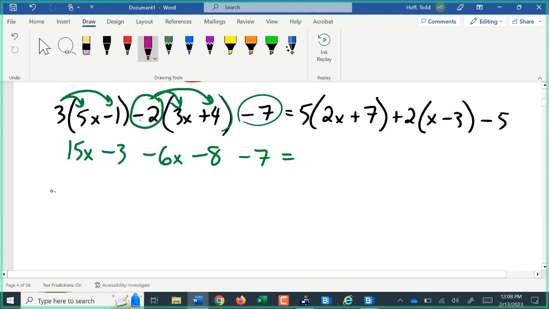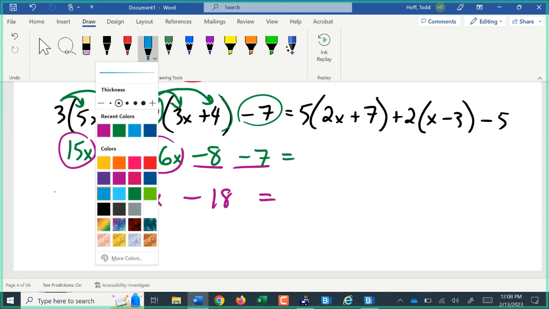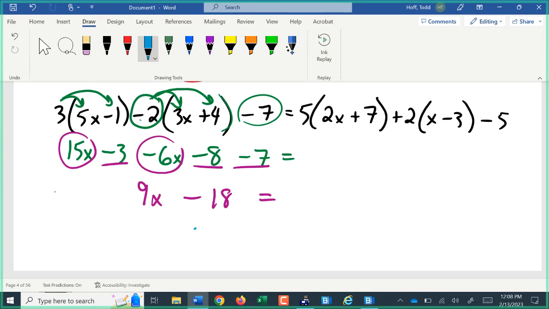Now we need to go ahead and keep combining. We'll stick on the left side. We have 15x and negative 6x makes 9x. Negative 3 and negative 8 makes negative 11. Then negative 7 makes it negative 18. Equals. Now we've combined everything we can on the left side. We'll go over to the right side.